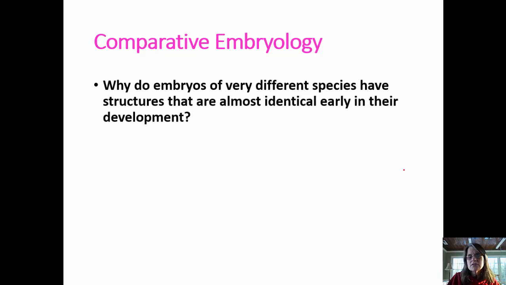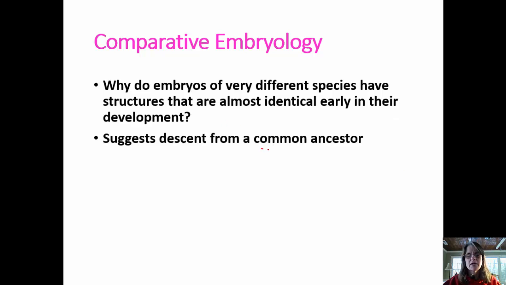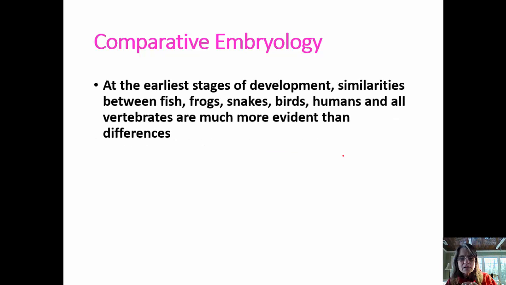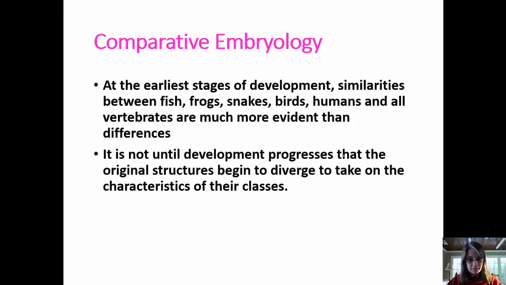So why do embryos of very different species have structures that are almost identical early in their development? It suggests common ancestry. Sorry that I said that before we actually got to the slide. At the earliest stages of development, similarities between fish, frogs, snakes, birds, humans, all vertebrates, are much more evident than the differences between them. Obviously, differences become more pronounced later in development, but initially they look really similar.